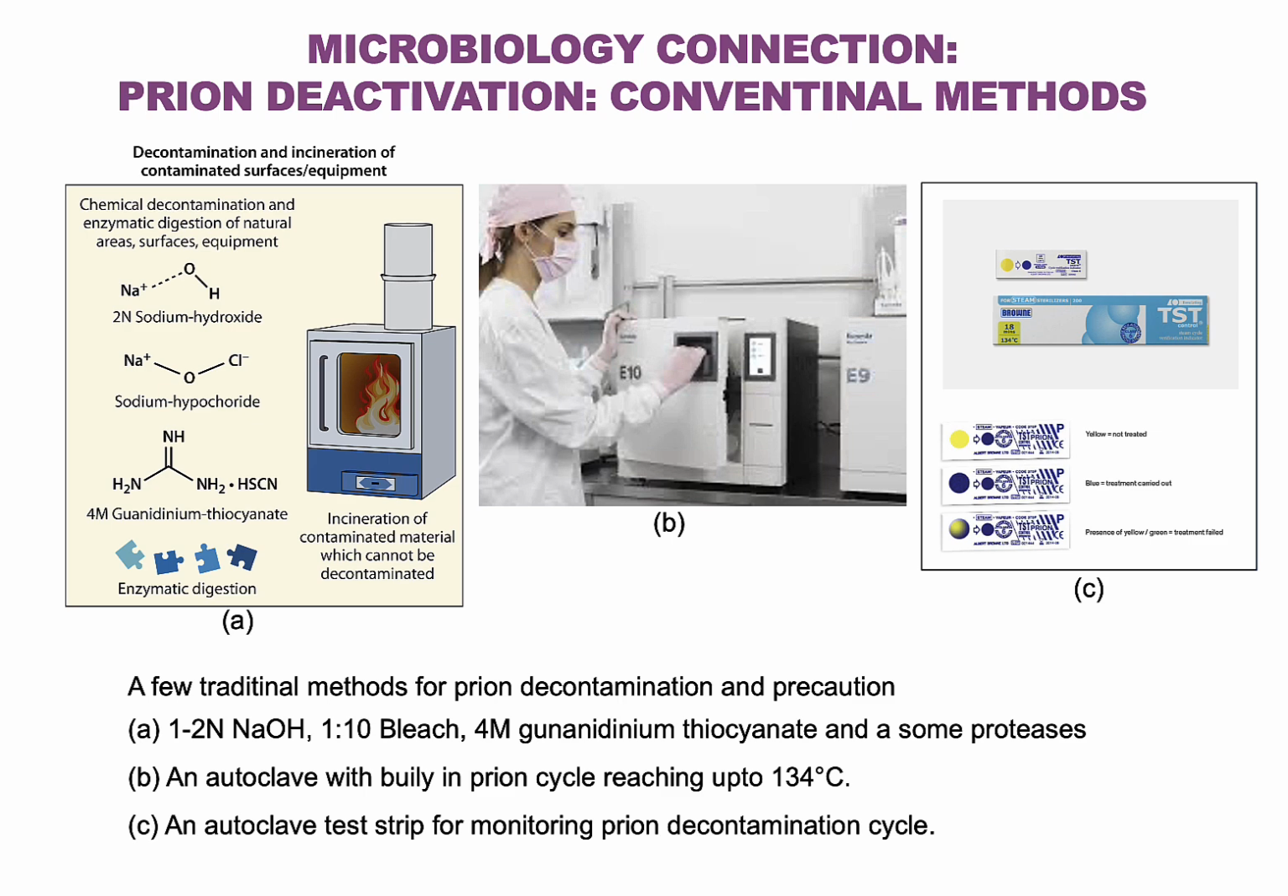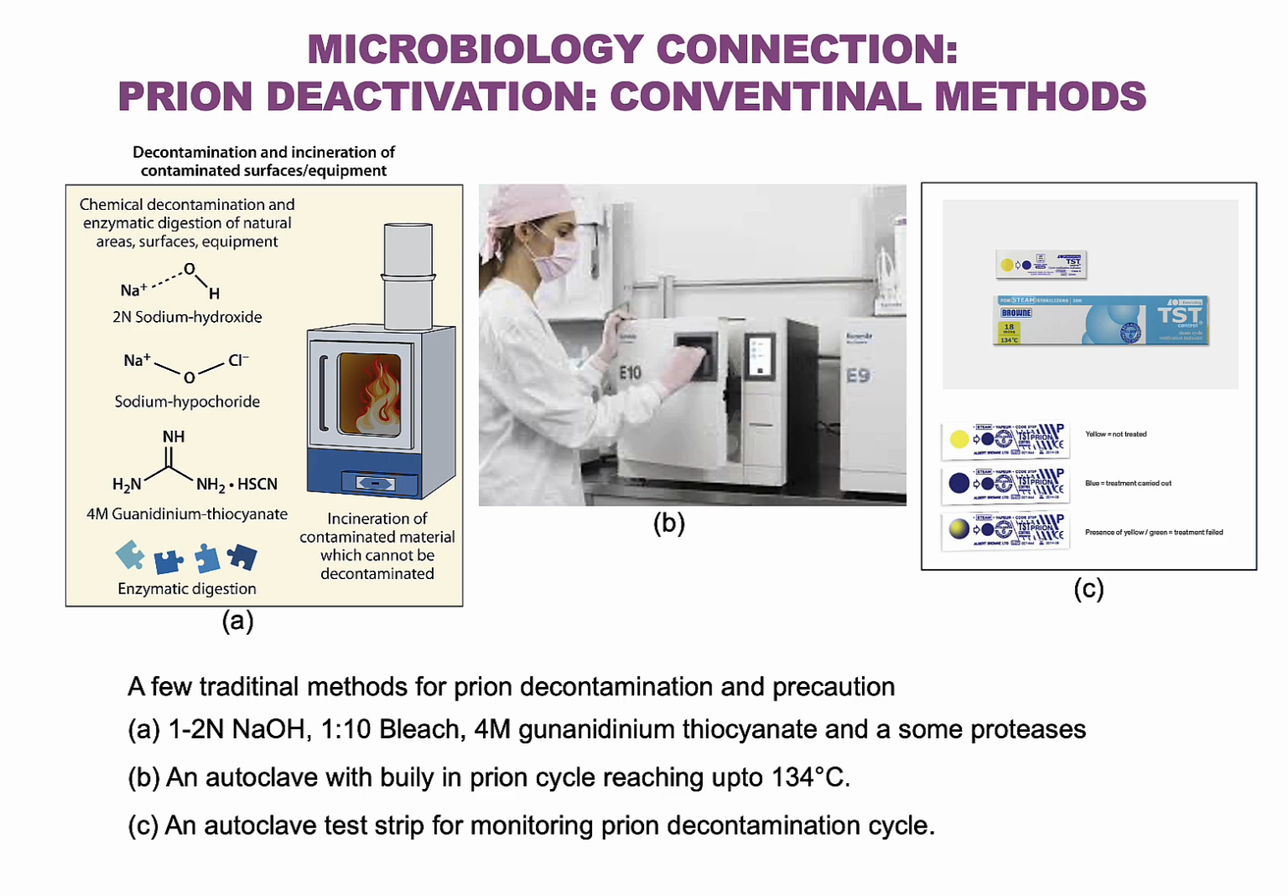To ensure safety, personnel handling contaminated specimens or equipment must wear protective gear, including a coat, face protection, and cut-resistant gloves. In the event of skin contact with prion-contaminated materials, immediate washing with detergent and warm water is crucial, followed by treatment with 1 to 2 normal sodium hydroxide and a 1:10 dilution of bleach, or 4 molar guanidinium thiocyanate. There are a few protease enzymes that can digest the prion proteins as well.